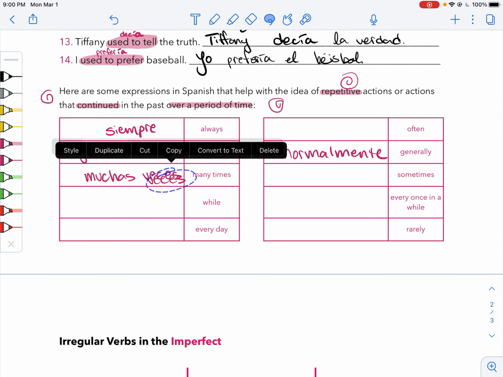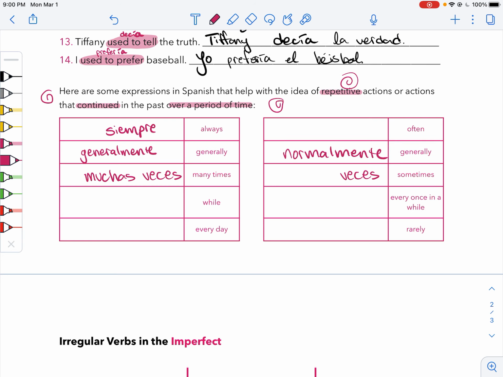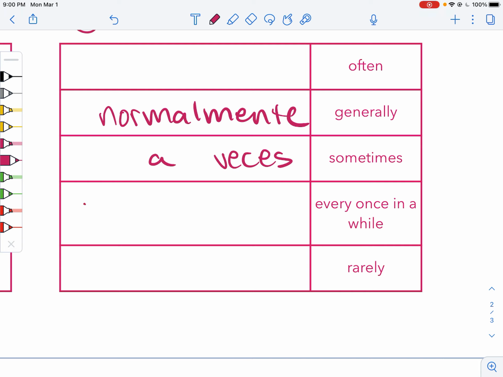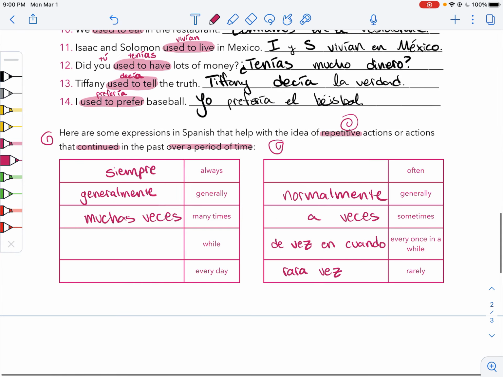Sometimes is still going to be veces for times, but sometimes it's just a veces. And then just one time would be una vez, but that's not a very imperfect thing. But you can say de vez en cuando, like one time in however much, every once in a while, or rarely is rara vez, a rare time, rara vez. Often is a menudo.